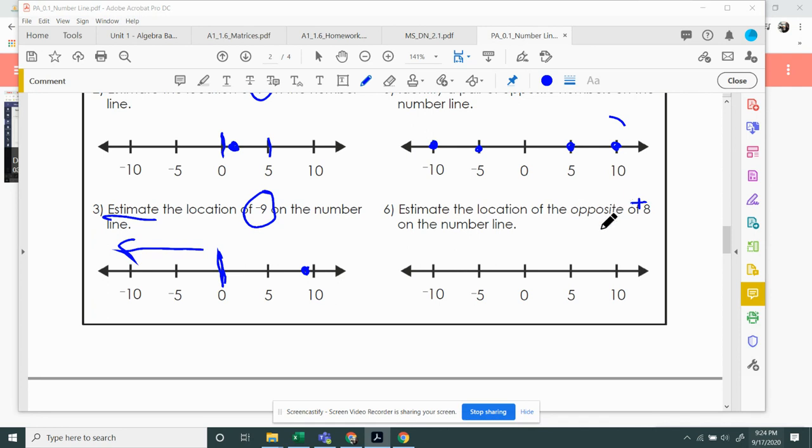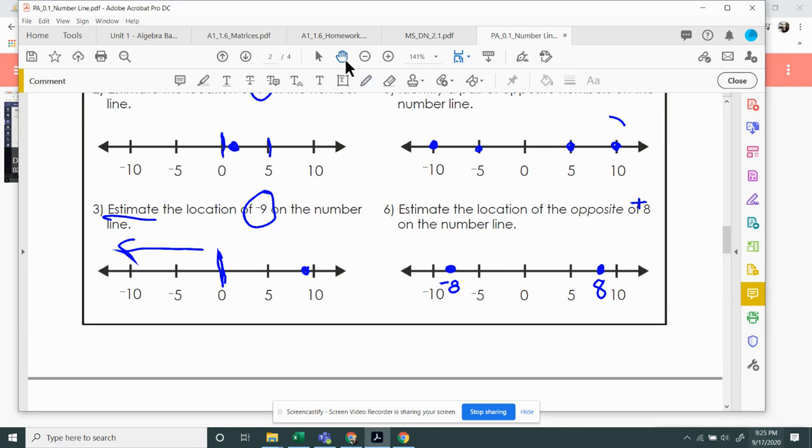So the opposite of +8. +8 would be between 5 and 10: 5, 6, 7, 8, 9, 10, right about here. So the opposite of +8, we're looking for -8. So let's label that with our +8. And from -5, we're going to the left this time: -6, -7, -8 would be right about there. And let's label that point -8.